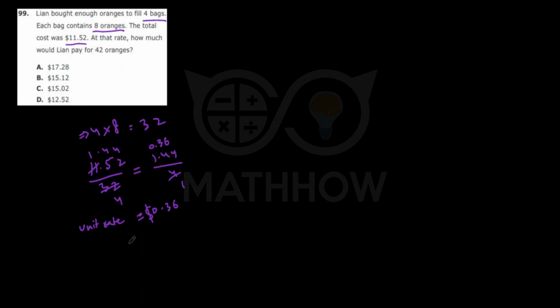How much would Leon pay for 42 oranges? Now, multiply this unit rate with 42 to find the total cost. Cost for 42 oranges will be 42 multiplied with 0.36.